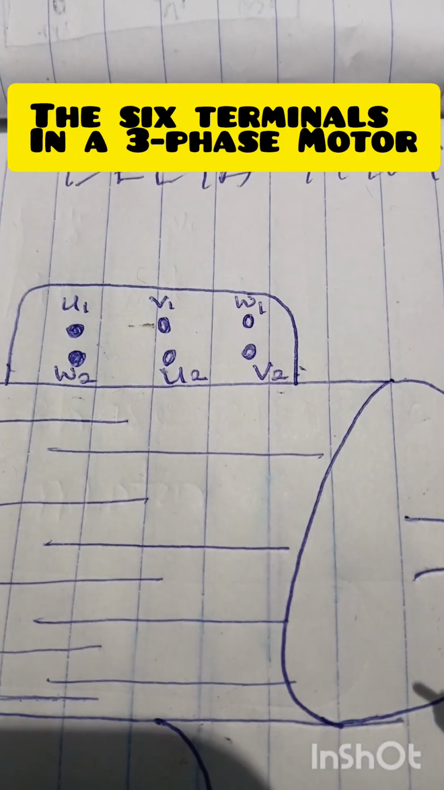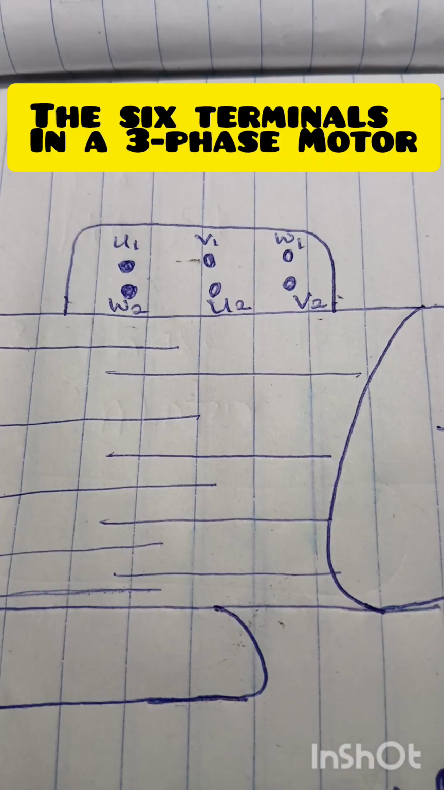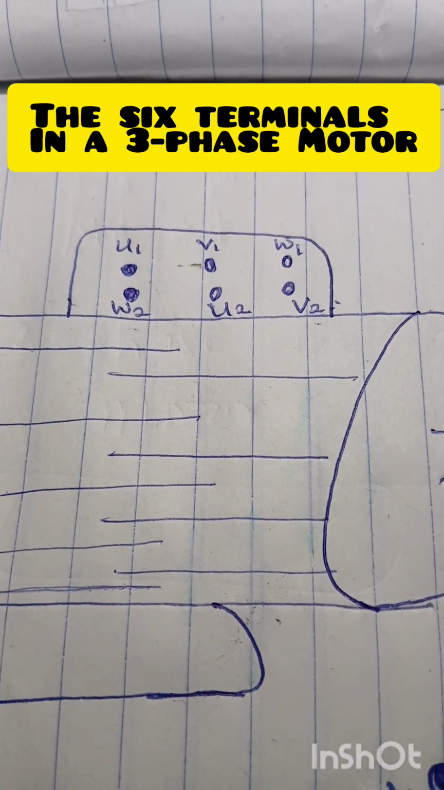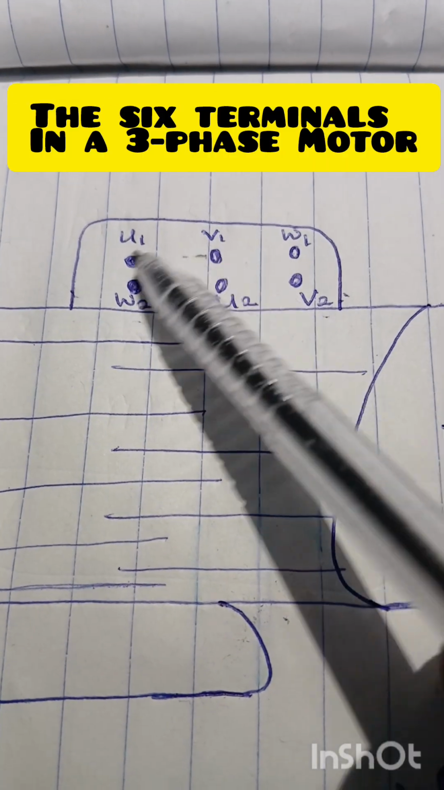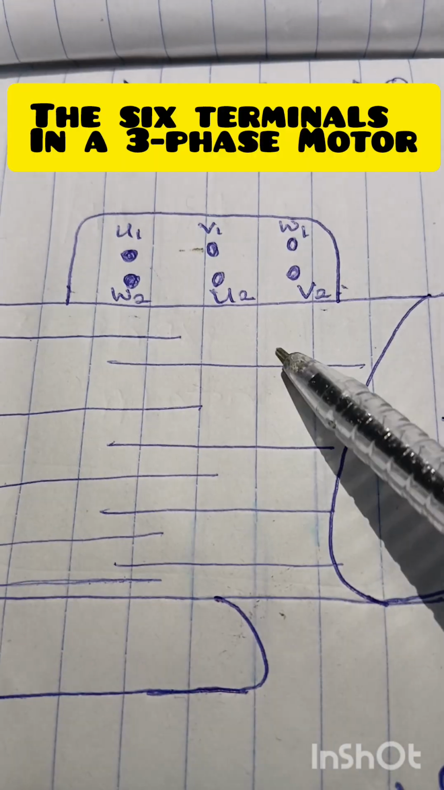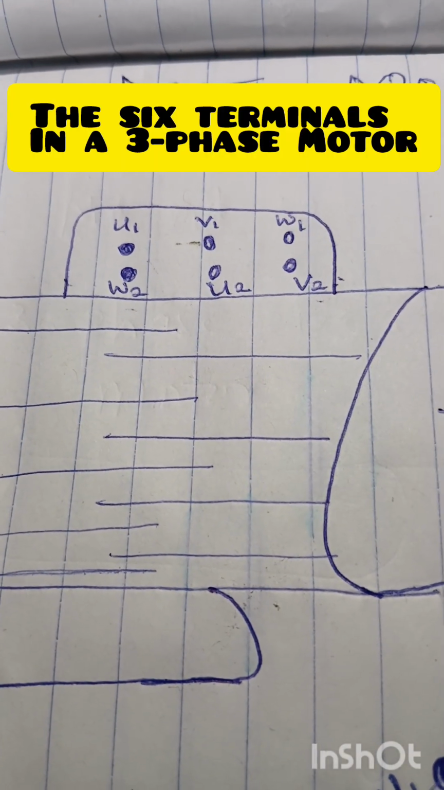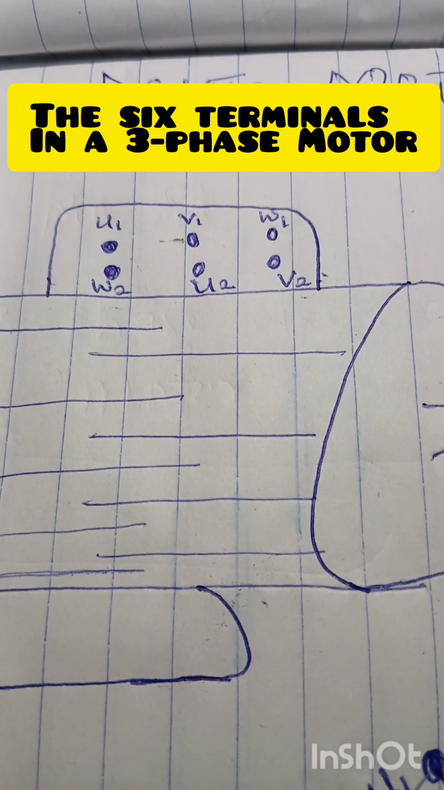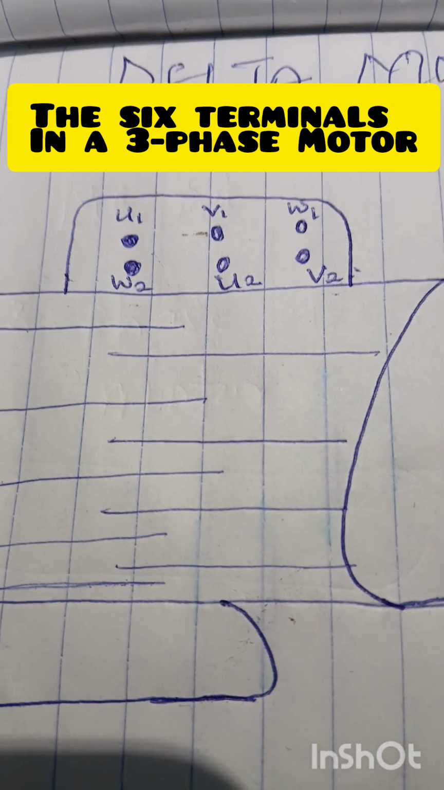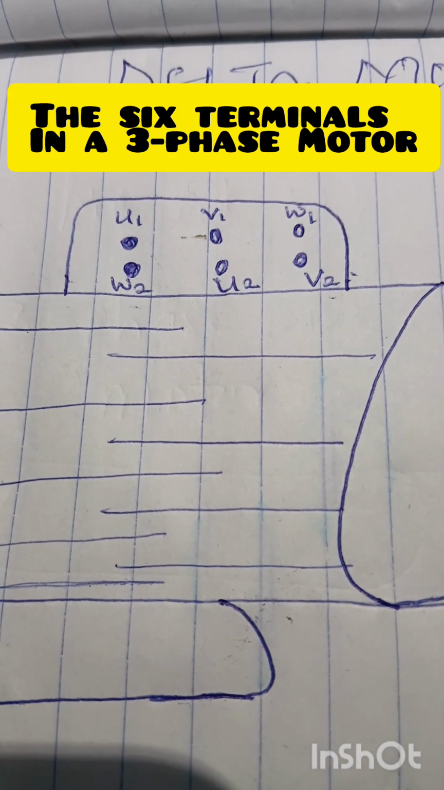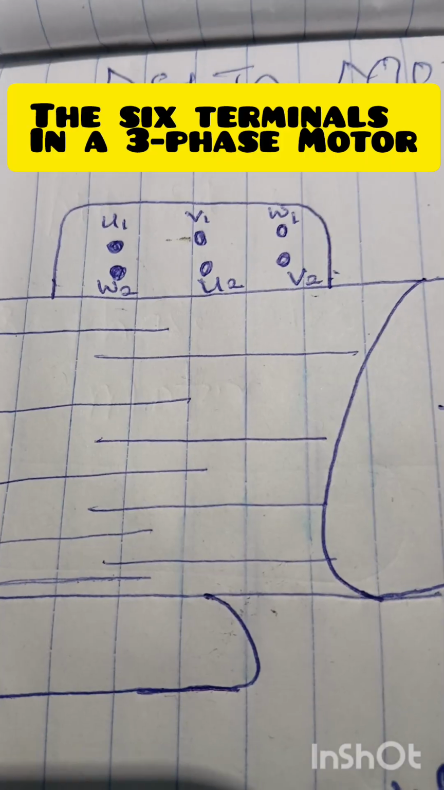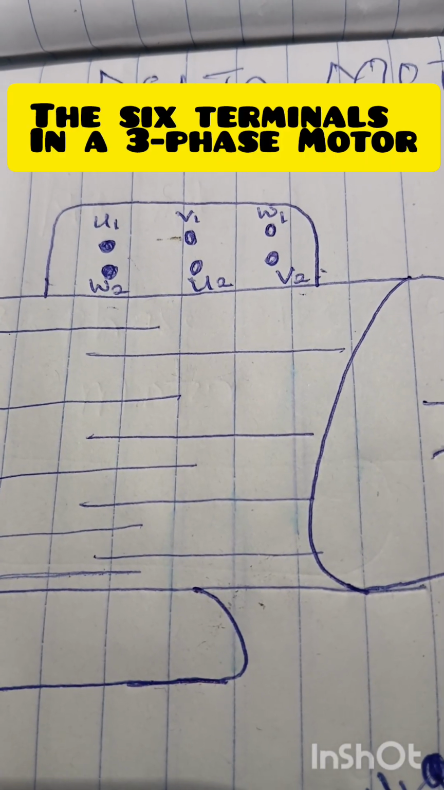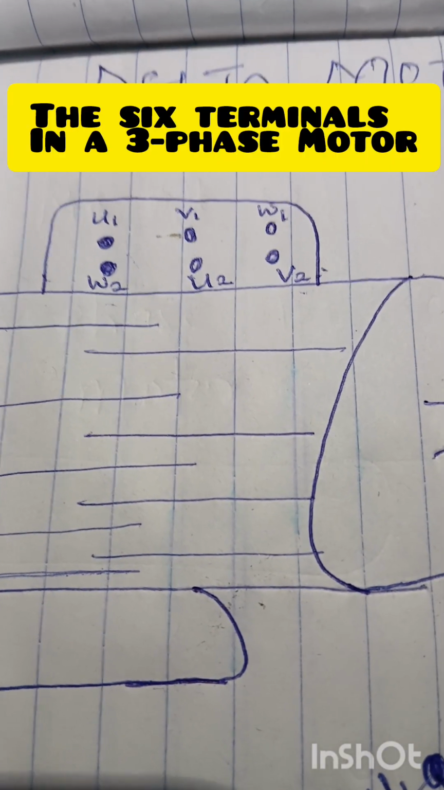So according to the video I'm displaying while this explanation is going on, we can manipulate these six terminals to give us either star or delta connection. What do I mean by star and what do I mean by delta connection? I'm going to show you one after the other. Just make sure you pay a close attention while I explain further.